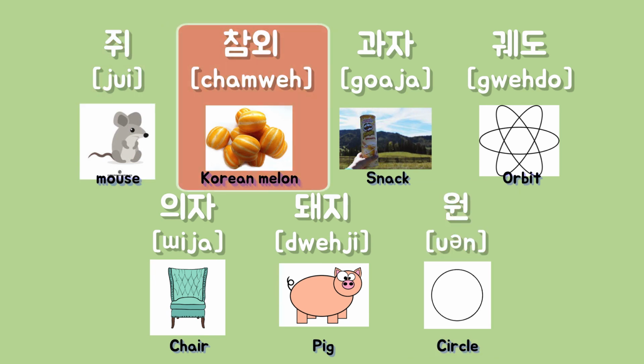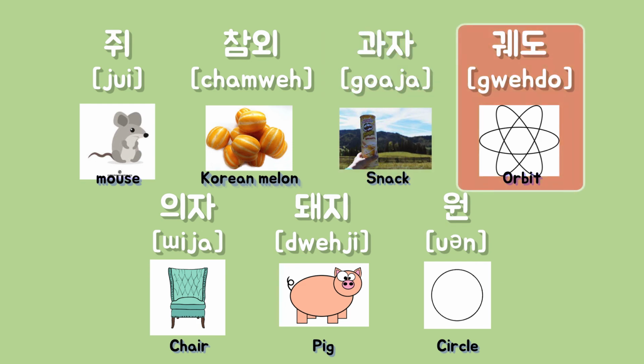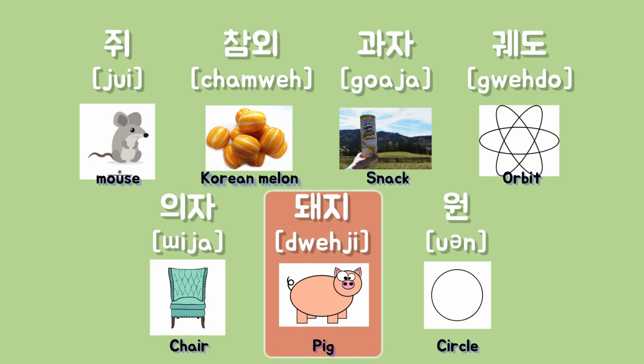참외, 과자, 궤도, 의자, 돼지. Some might find it hard because they bind to head consonant in unfamiliar way. They kind of wrap up head consonants from left and bottom side. Even so, as I mentioned before, there are only 7 composite vowels.